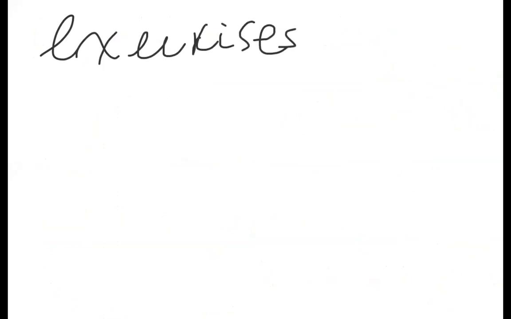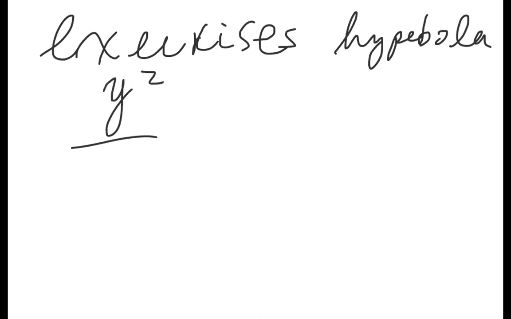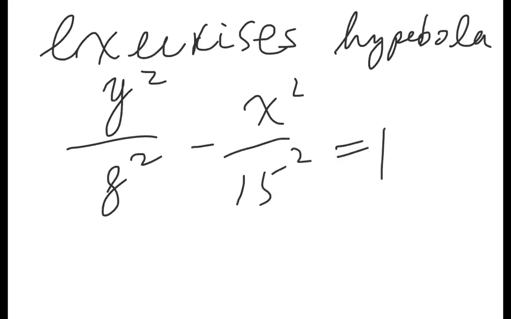Let's do the final exercises on hyperbola. So you have the equation y squared over a squared minus x squared over 15 squared equals 1. And you find out what the vertices and foci are.